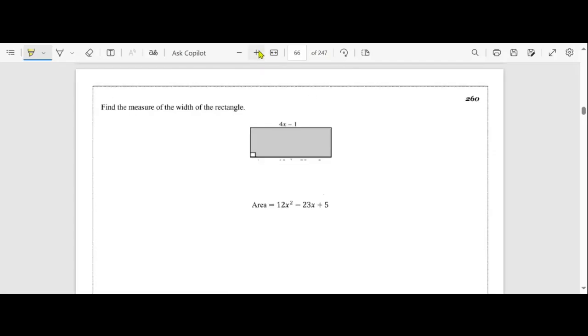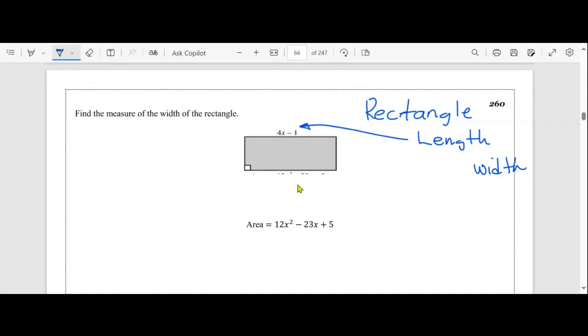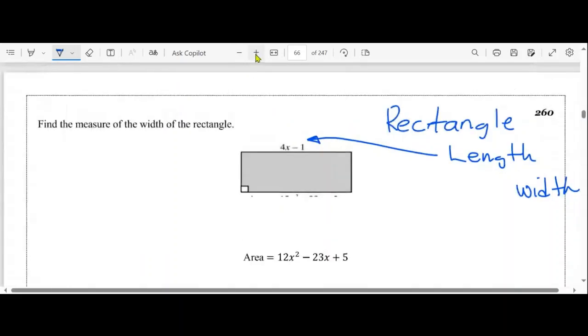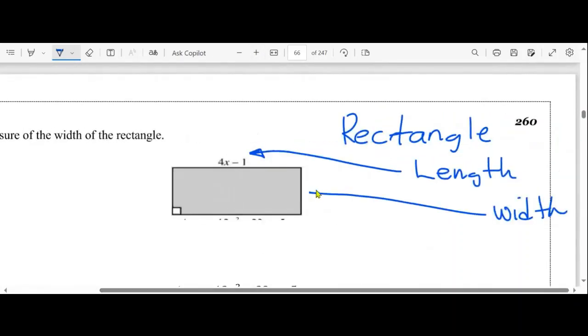So I have here, what is this shape called? Rectangle has what? Length and widths, correct. So what is the length here? 4x minus 1. Can you see that? That's the length. And what is the width? Do we know the width? No. How much? What is the area of a rectangle?